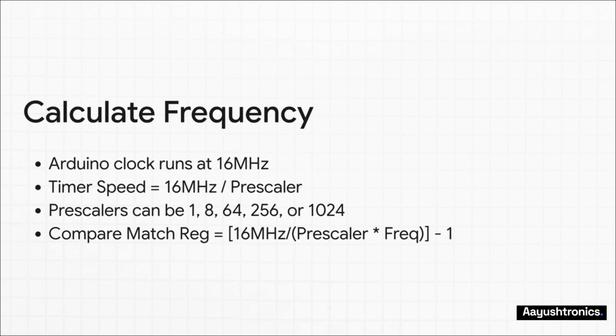By doing just a little bit of math, you can configure these interrupts perfectly. You take the 16 million hertz clock speed, divided by your chosen prescaler, multiplied by the exact frequency you want, and then just subtract 1. Boom! That resulting number is placed into the compare match register. The hardware timer will count up to that exact number, trigger your special code, reset to 0, and do it all again endlessly. The result? You get perfectly timed, professional-grade hardware execution, completely unaffected by whatever messy, delayed code you might have running in your main loop. Pretty incredible, right?